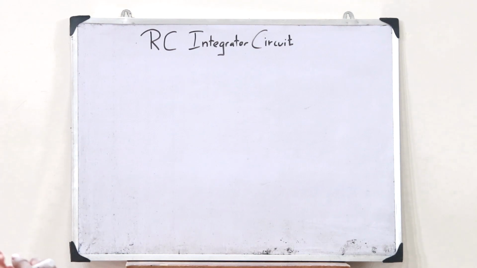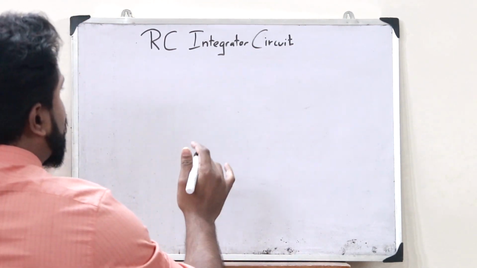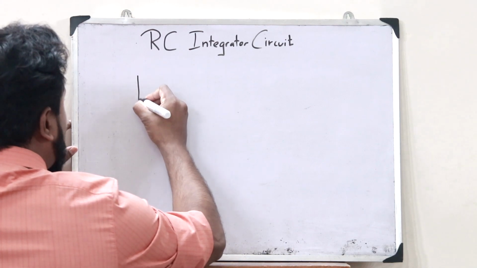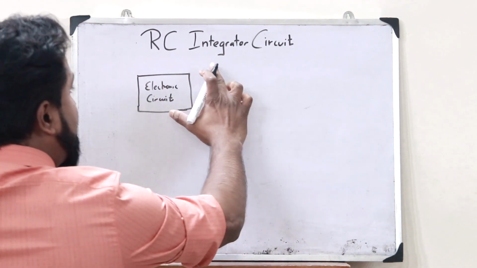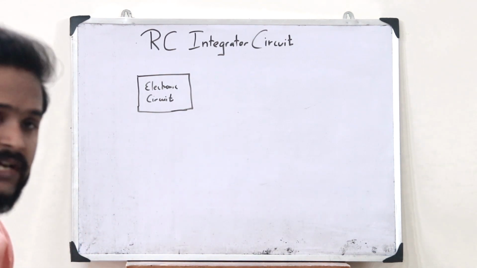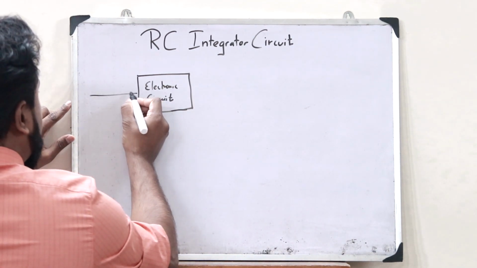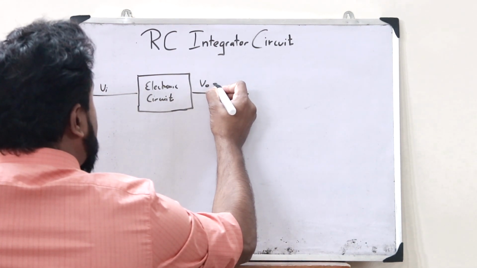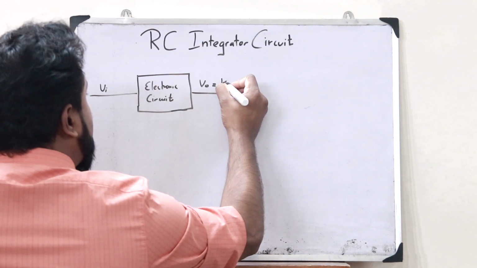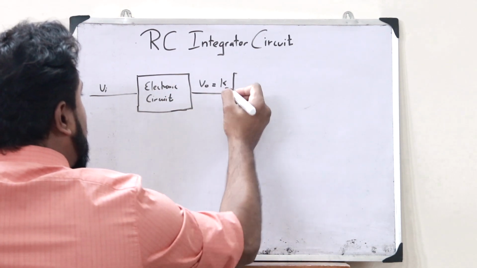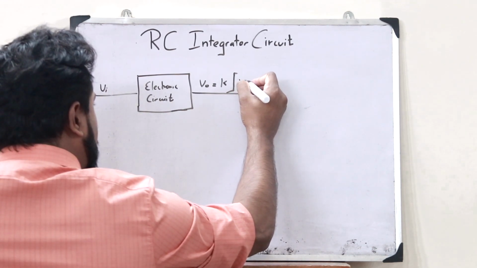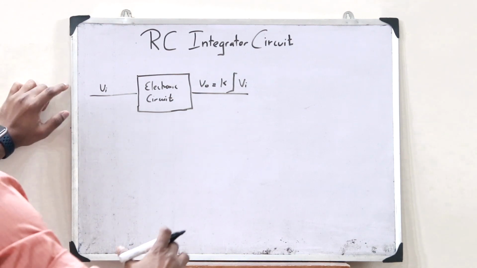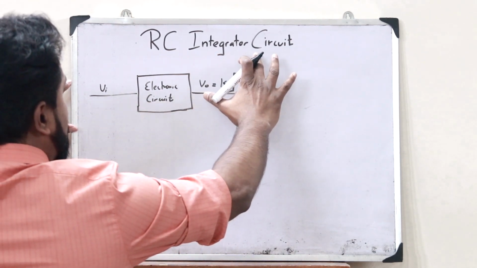So, let us ask ourselves the obvious question. What do you actually mean by an RC integrator circuit? An RC integrator circuit is basically an electronic circuit that can integrate a particular voltage. That is, if we give an input voltage, say Vi, then the output voltage V0 would be equal to a particular constant K times the integral of this input voltage Vi. This is what you refer to as an integrator circuit.